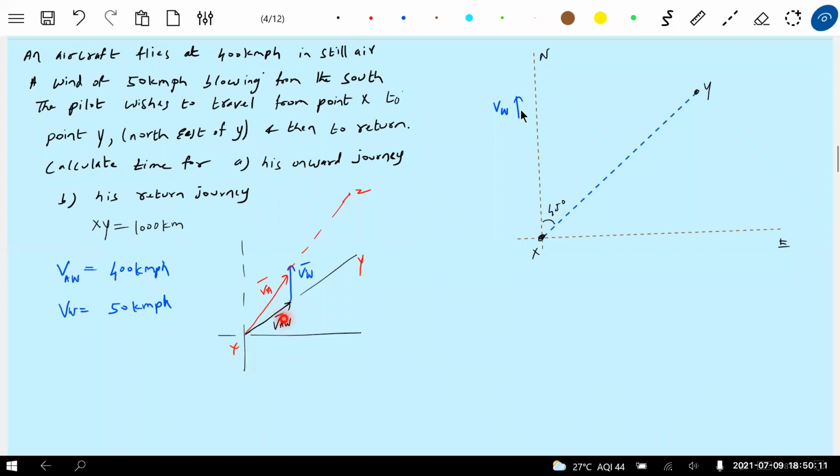I should steer the plane in such a way that the velocity of aircraft with respect to wind is somewhere in this direction. The wind will push, so that the effective velocity of the aircraft, or the velocity of aircraft with respect to ground, should be along path XY. Got it? This is very important, students. Nothing wrong, you think it, then at least you correct it.